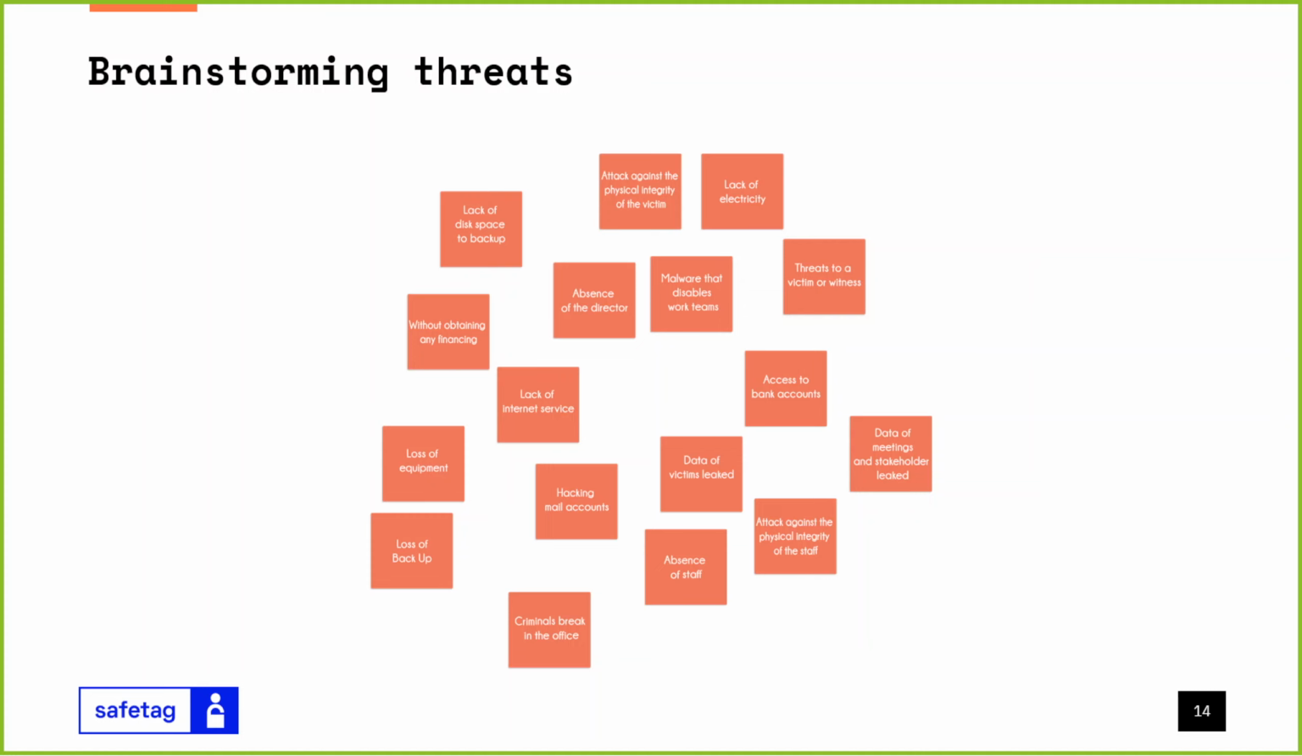Data of meetings and stakeholders are leaked. Data of victims is leaked. Maybe hacking of mail accounts. Maybe malware that disables work teams, things like that. Also, there are more fatalist things here, like the absence of the director.